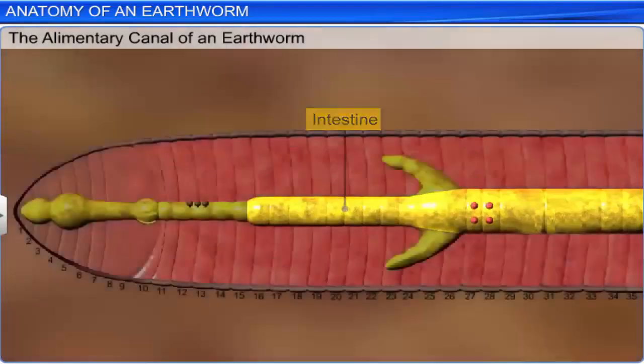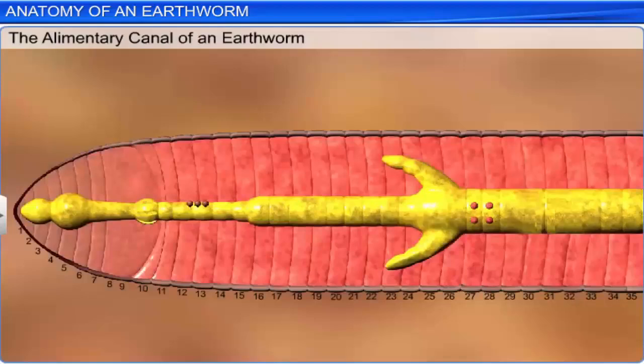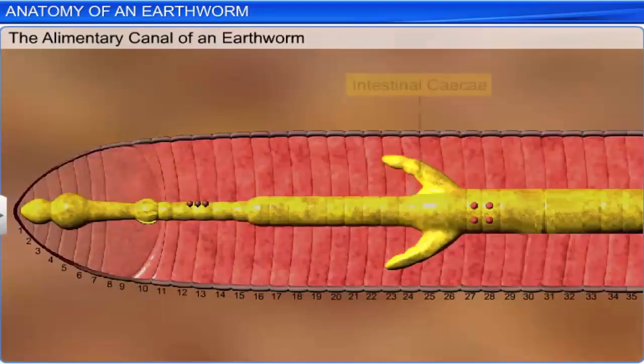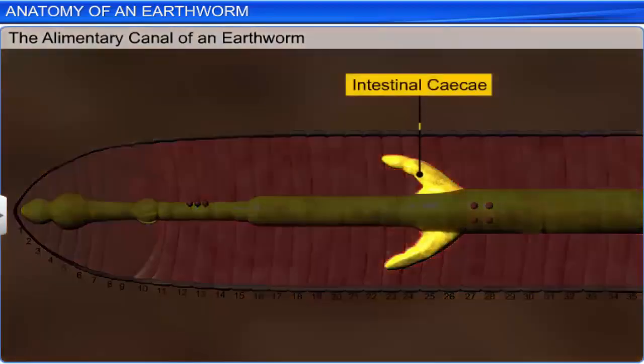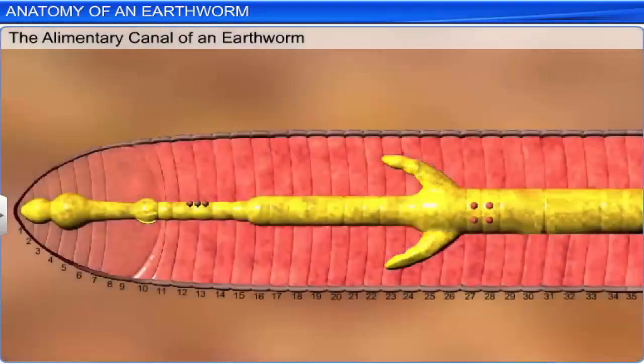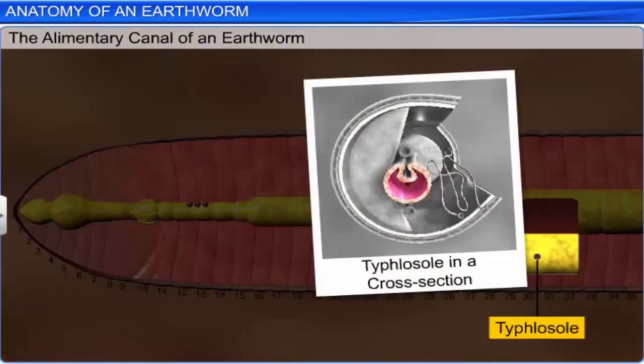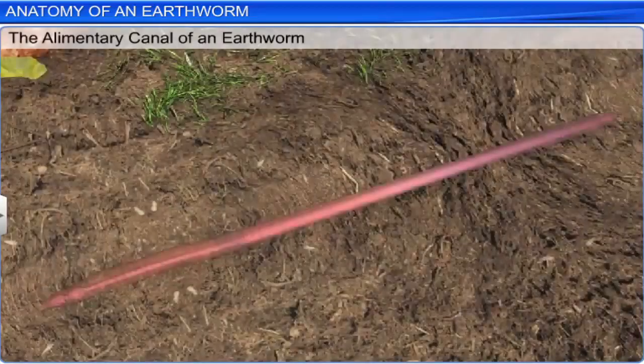A pair of short, conical projections of intestinal ceca is present on the 26th segment. The intestine shows internal folds called typhlosoles between the 26th and the 35th segments, which also increases the surface area for better absorption of digested nutrients. Finally, in the last segment, the alimentary canal opens to the exterior through a small aperture called the anus.